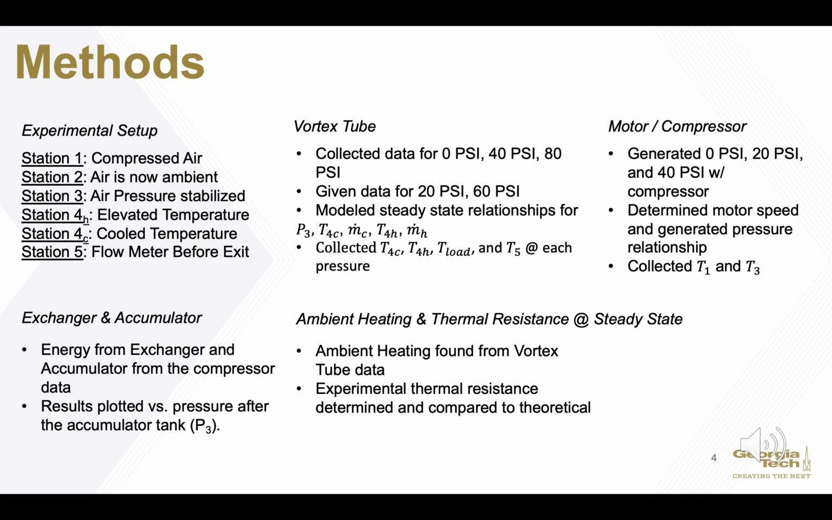And then finally we have the exchanger and accumulator, where from this we can find the energy from the exchanger that was given, and the accumulator from the compressor data. Results we plotted versus pressure, and then lastly we determined the ambient heating and thermal resistance at steady state. We simply took the vortex tube data and found that ambient temperature, and then also found the thermal resistance and compared it to what we expected theoretically.